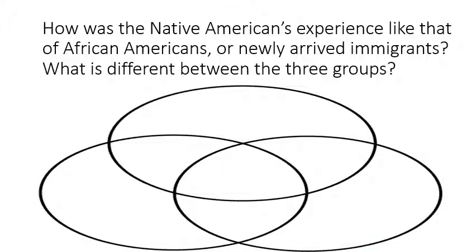So I ask you this, looking at the three big minority groups we've been looking at: how was the Native Americans' experience like that of African Americans or newly arrived immigrants? And what is different between the three groups? You could fill out a chart like this if you wanted to. It's a great way to pull all of your thoughts together, and a great way to review these different aspects for your notes.